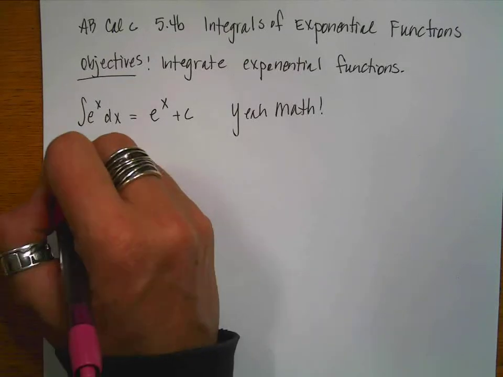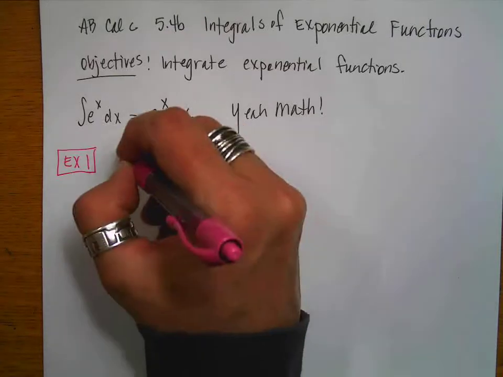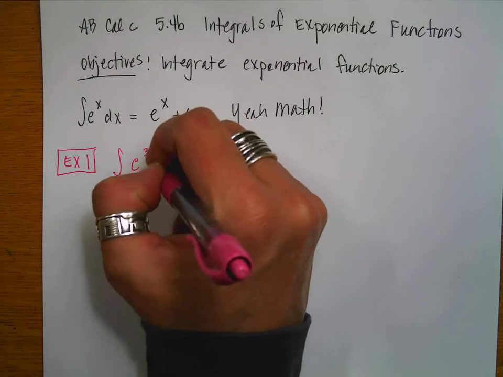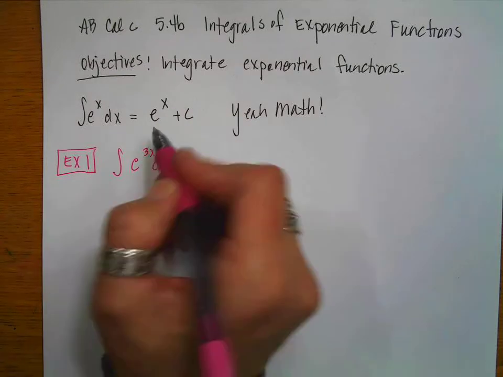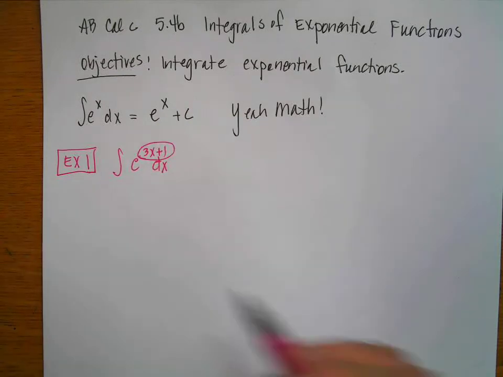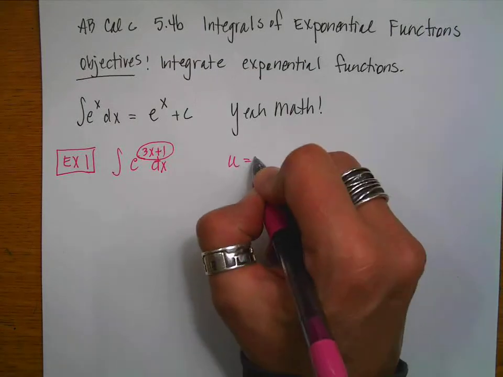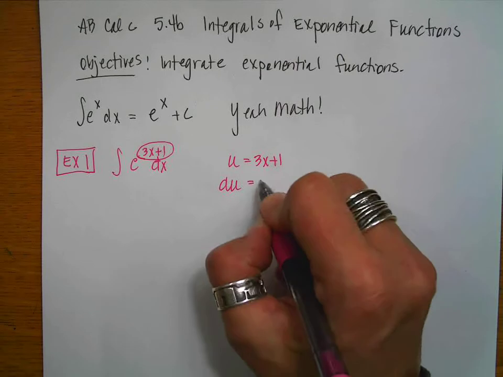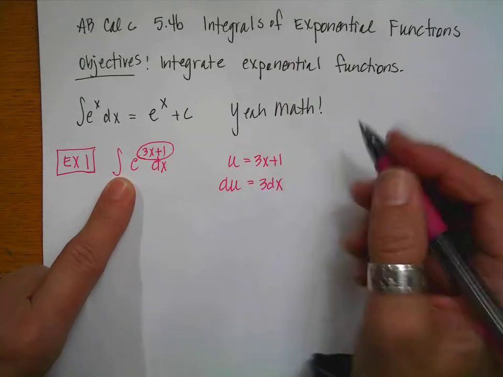So we got to love e to the x because the derivative and the integral are the same thing. So if I want to do the integral of e to the 3x plus 1 dx, I have to do u substitution because I don't have a chain rule for integration. So I'm going to let u equal 3x plus 1. So my du is 3 dx. So we need to introduce a 3.